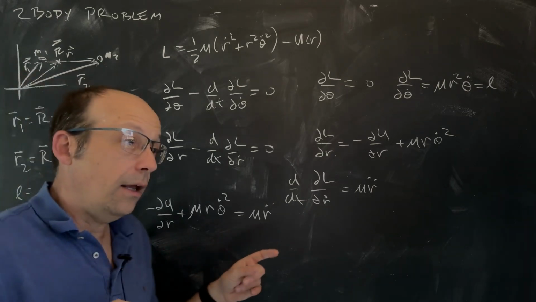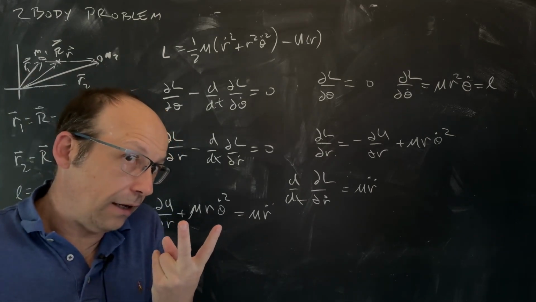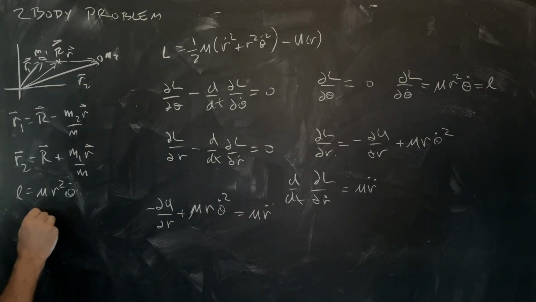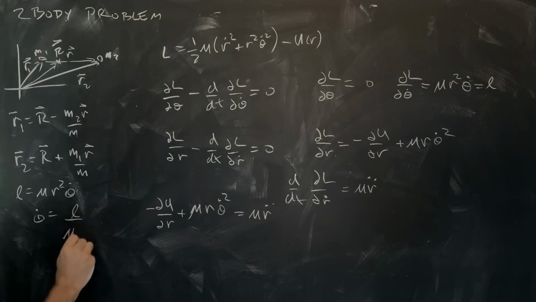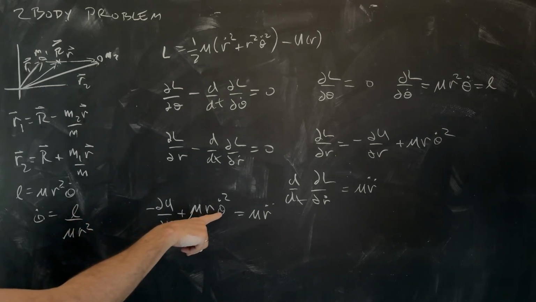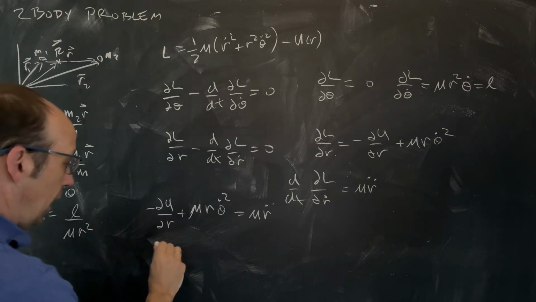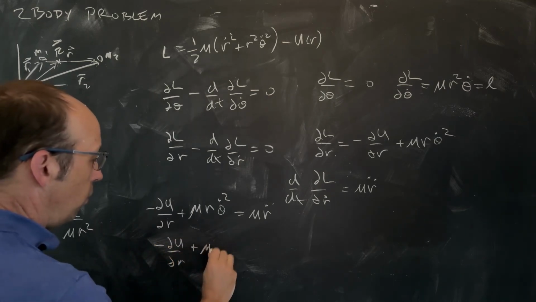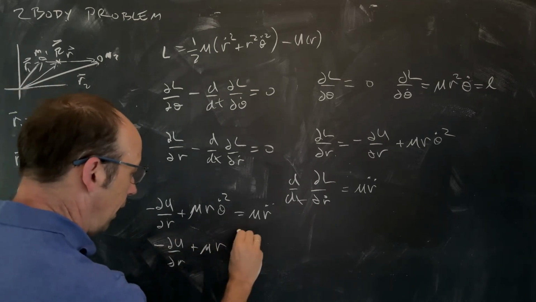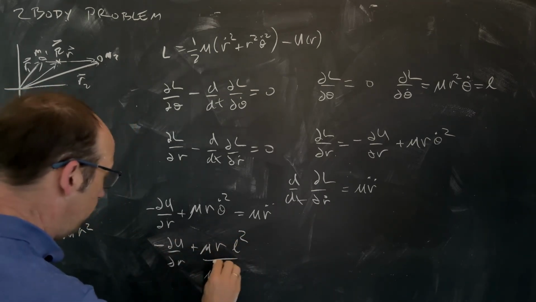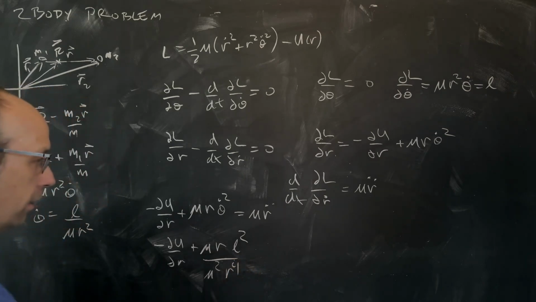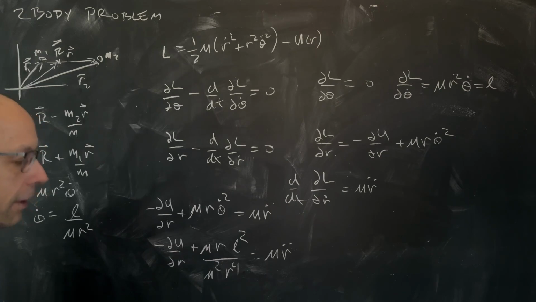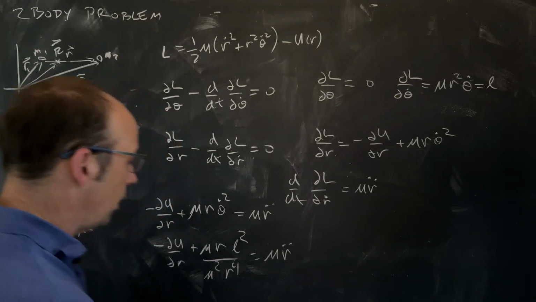Now, it may look like we have 2 degrees of freedom, theta and r, but we don't because I already know something about theta. So over here, I can say theta dot is equal to L over mu r squared. So if I put in for theta dot squared, I get negative the partial of U with respect to r plus mu r, and then I'm going to square that. So I get L squared over mu squared r to the 4th equals mu r double dot. Now I have an equation that only depends on r. That's kind of cool. We just won. Okay, but we're going to go a little bit more.